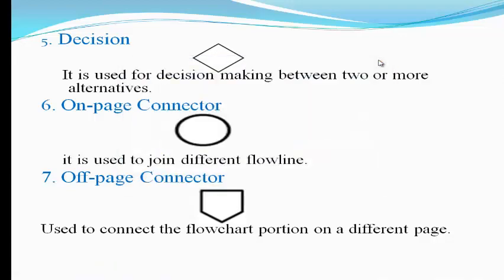So one major difference between on-page connector and off-page connector is this: on-page connector is always used on a single page to connect different flow parts, whereas off-page connector is used to connect one or more pages. So this way we use different types of symbols when we design or draw our flowchart.